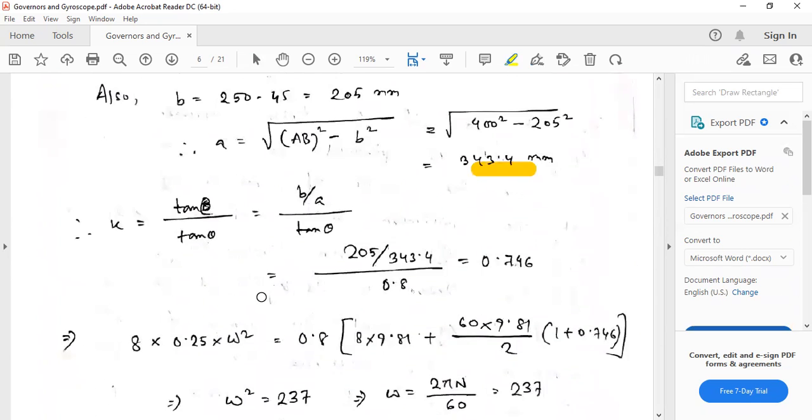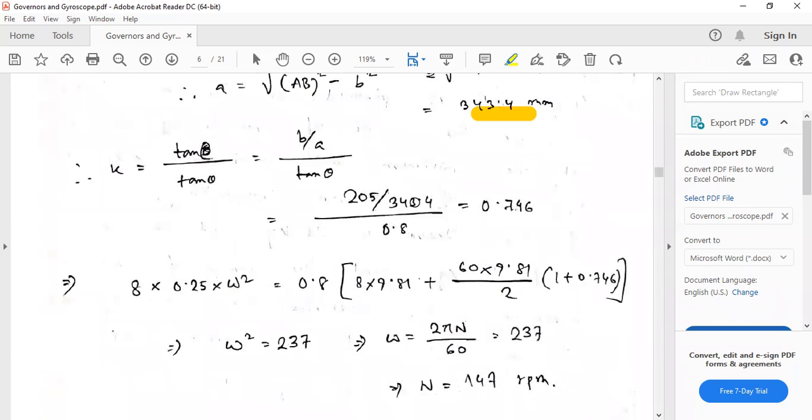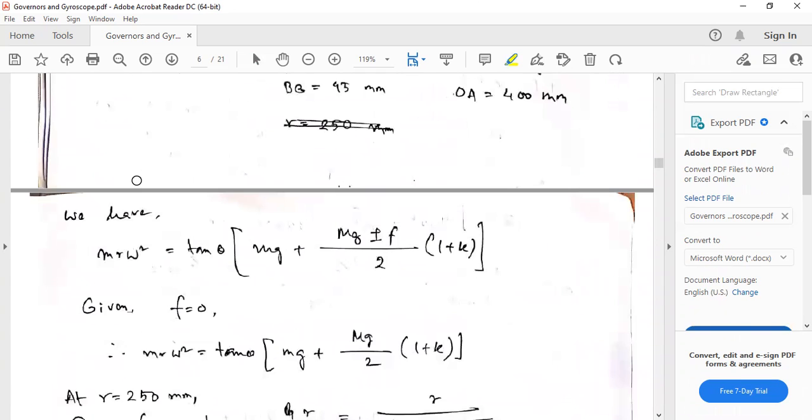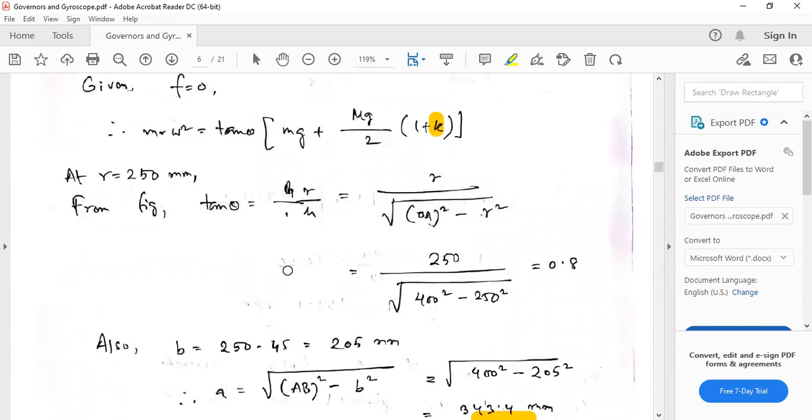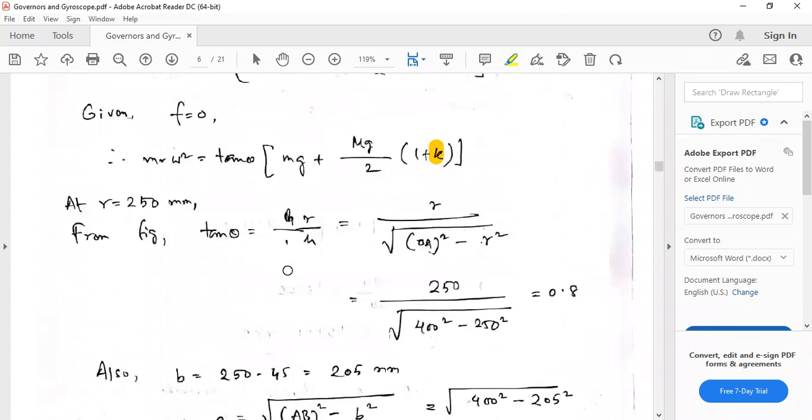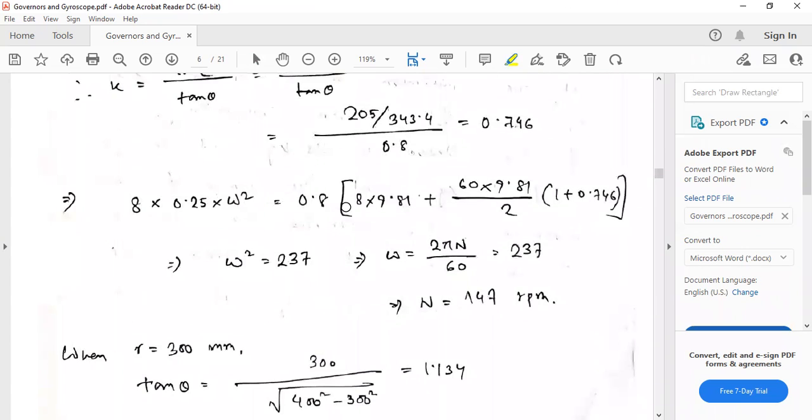B and A both lengths are known to us, isn't it? 205 by 2 and theta is known. So from here we can get K. This was the only unknown here, right? So others, everything is known. Sorry, we need to find out omega. That is fine. Just put every value here.